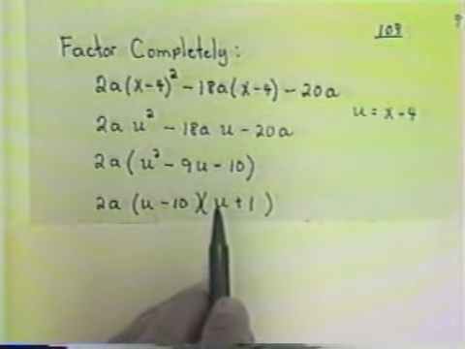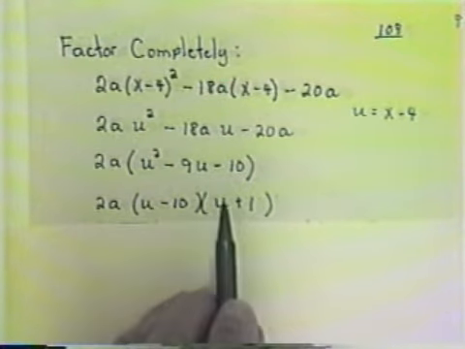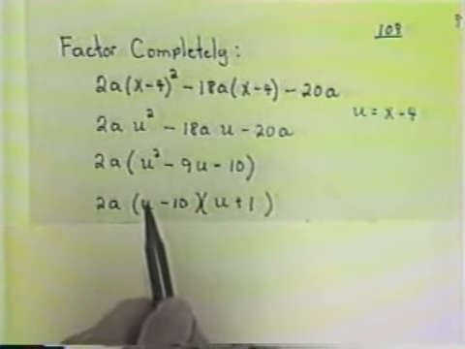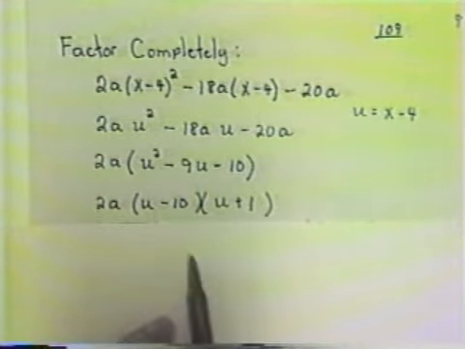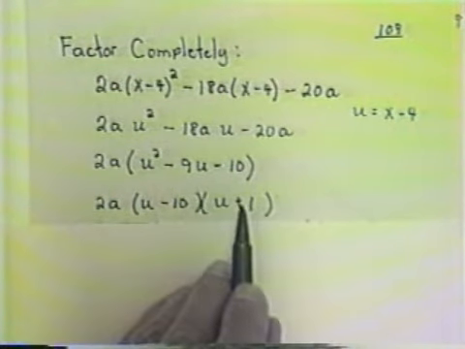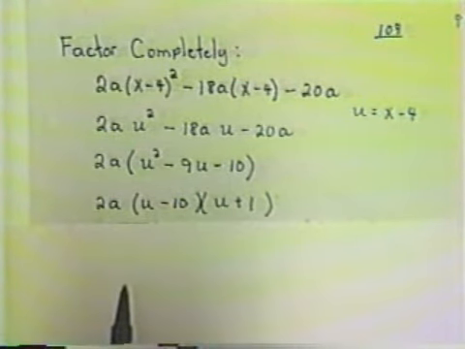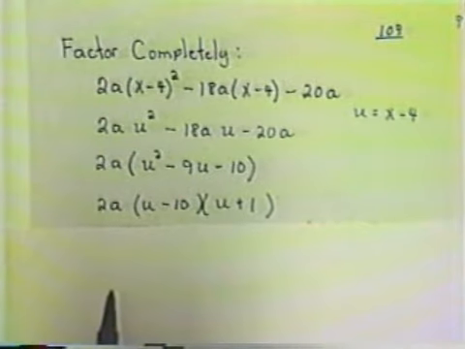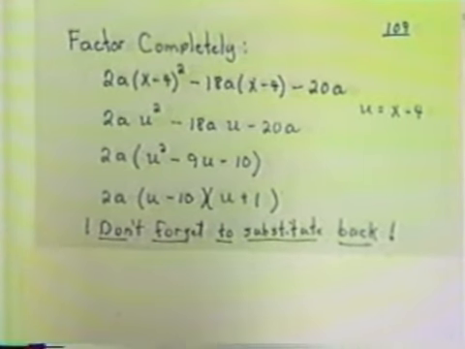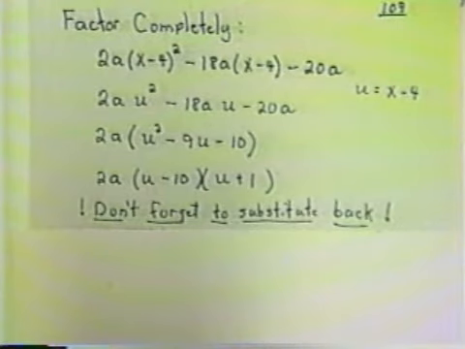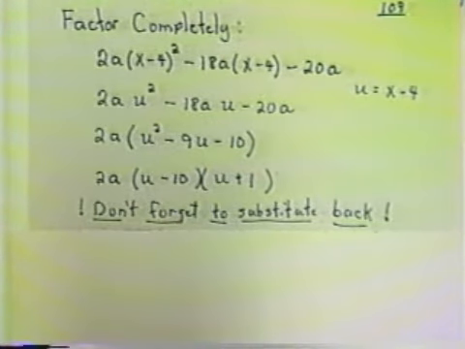Now we can do the check in our head just to make sure. U times u is u squared. If I multiply here, that'd be 1u minus 10u, so negative 9u. Then a negative 10 times positive 1 is negative 10. But don't forget to substitute back. The answer involved the x minus 4.